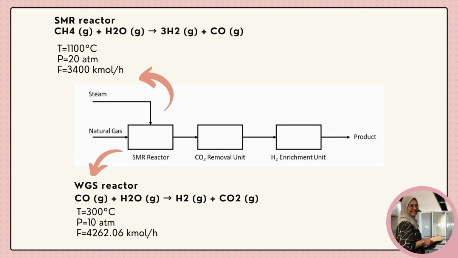The first reaction is steam methane reaction, where natural gas containing methane reacts with steam at high temperature to produce hydrogen and carbon monoxide. Since carbon monoxide is harmful to the environment, steam methane reaction is accompanied with water gas shift reaction, whereby the carbon monoxide produced then reacts with excess steam to produce carbon dioxide and hydrogen. The shifted synthesized gas then undergoes CO2 removal and H2 enrichment to purify the gas.